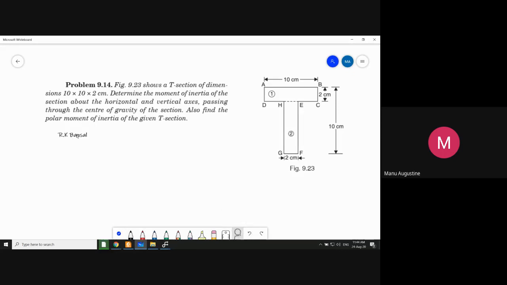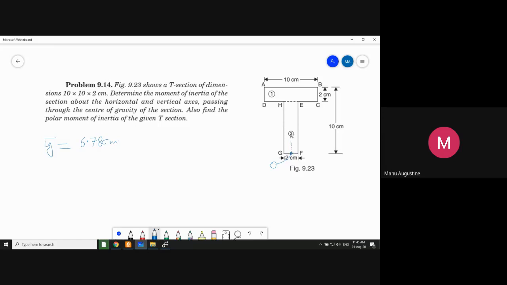Okay, y bar is 6.78 centimeters, and please remember that our origin was here. This was your origin.